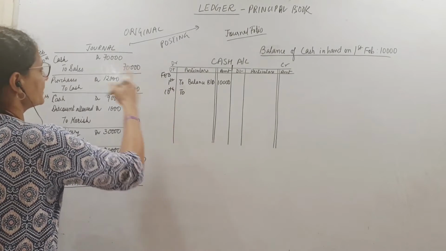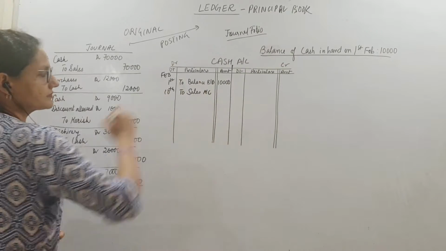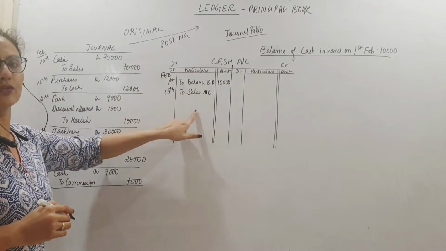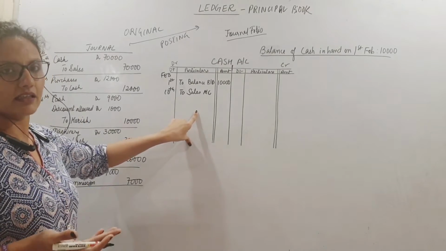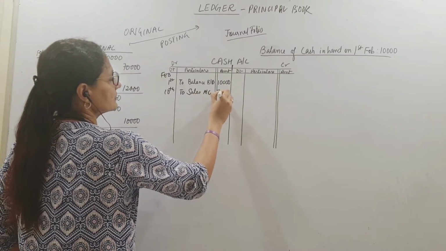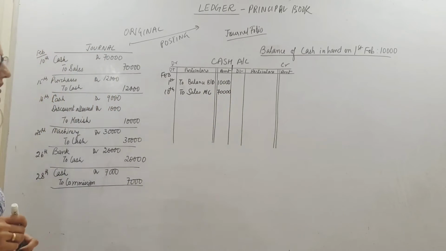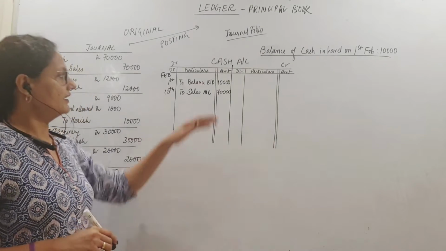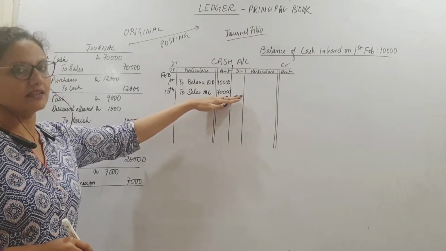So which account am I crediting? To sales account. This is what the particulars column is for: whichever is the corresponding debit or credit account, we have to write here. And the amount I write here is 70,000. Clear? So what is the situation so far? I had 10,000 in the beginning. I received another 70,000.